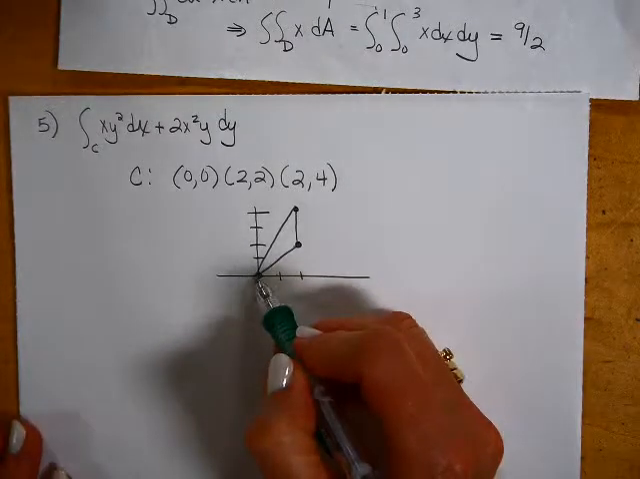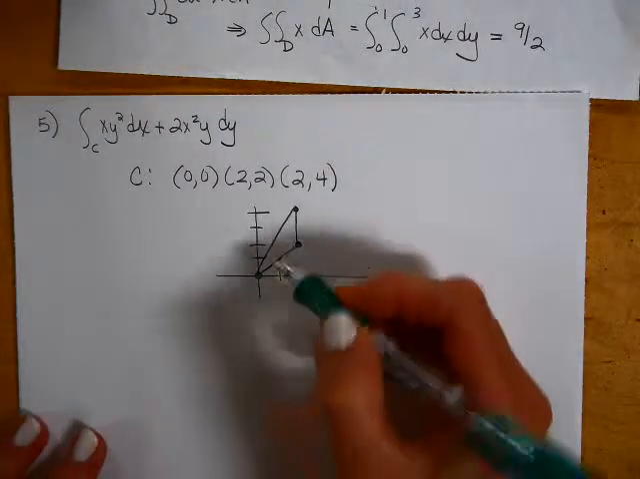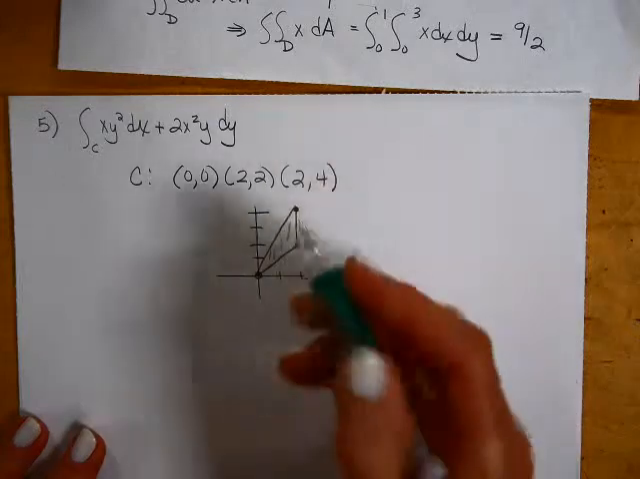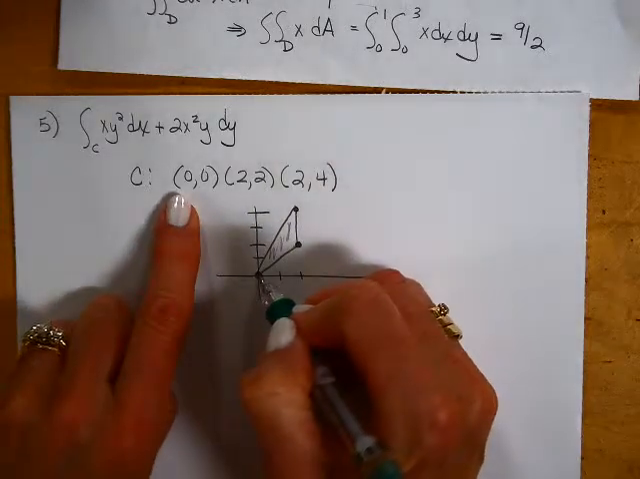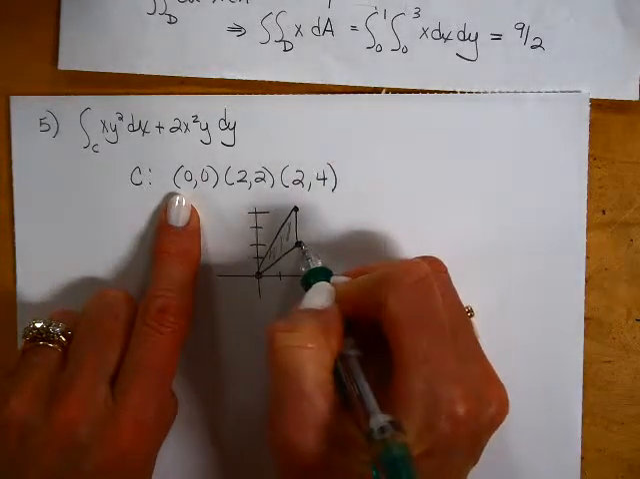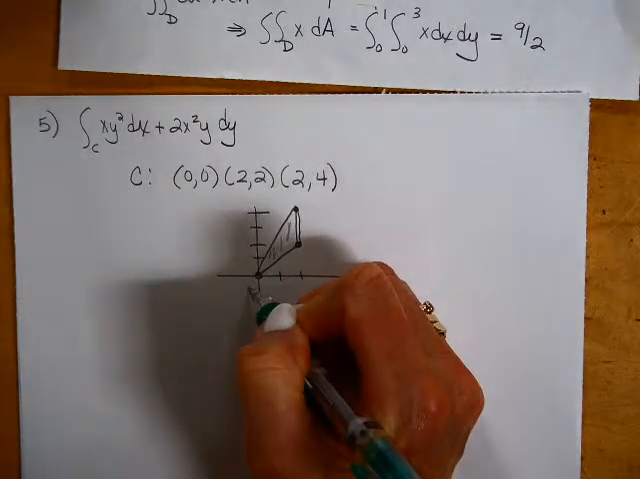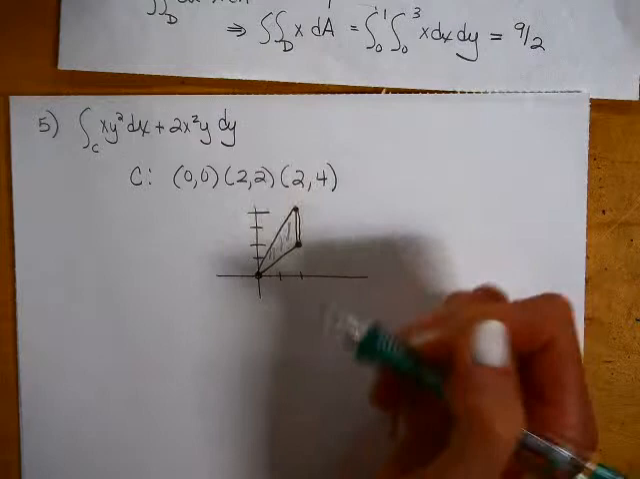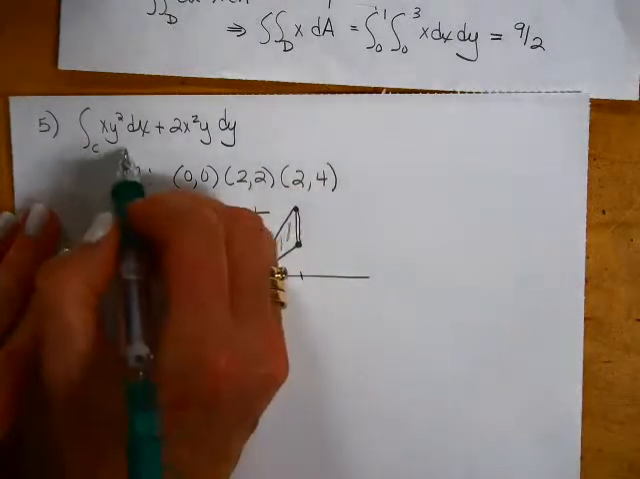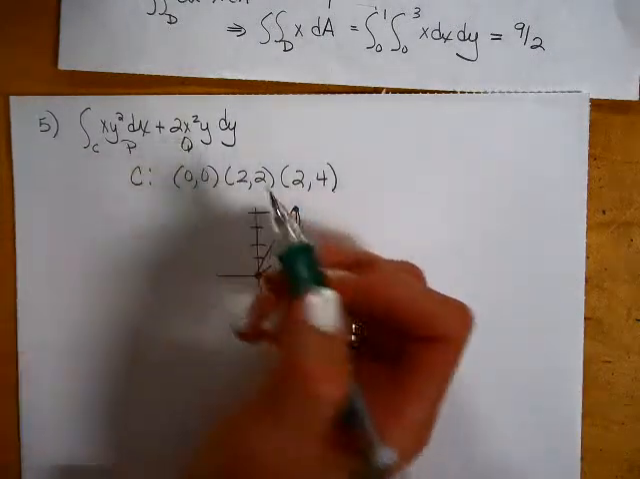But this is closed, comes back to the starting point, so you've got the region, and the way they gave the ordered pairs, (0, 0) to (2, 2) to (2, 4), and back, that is the positive orientation. So it's got the correct thing. It's got everything we need. So now we just need to do the P and the Q.